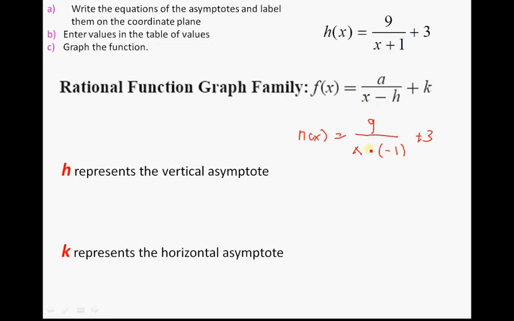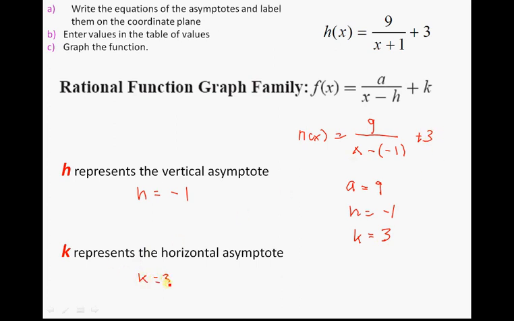And what that means is that it clearly states that h is equal to -1. So we can label all the points at this. We say a is 9, h is -1, and then k is equal to 3. Right here, here's the 3. So k is equal to 3.